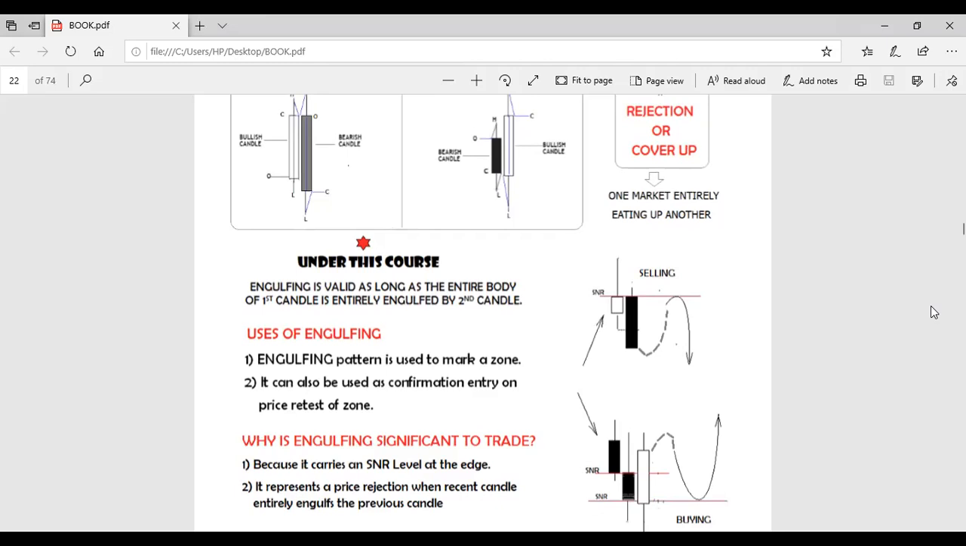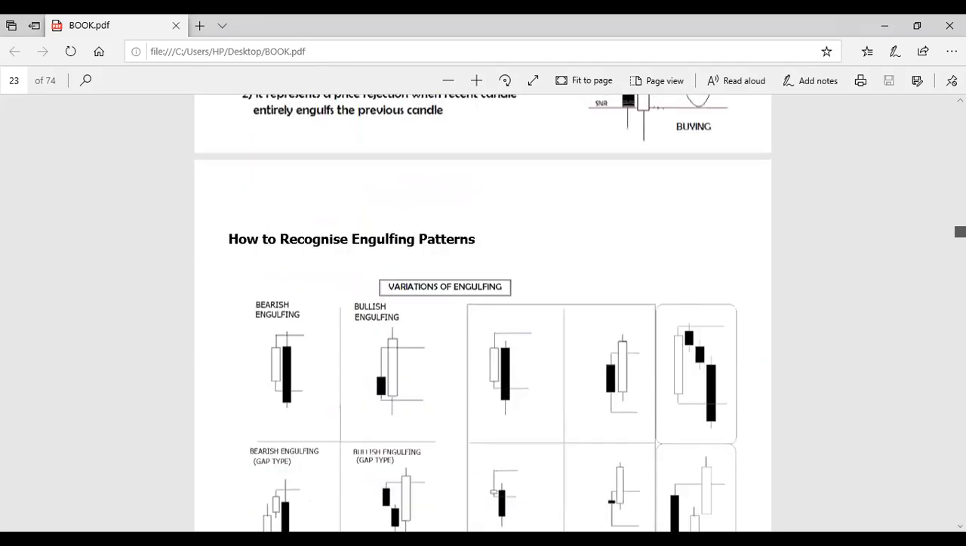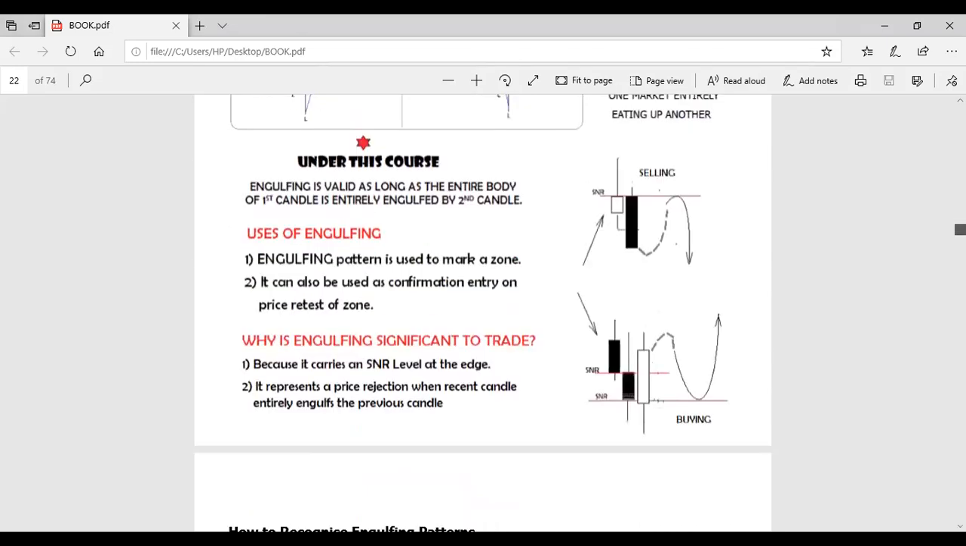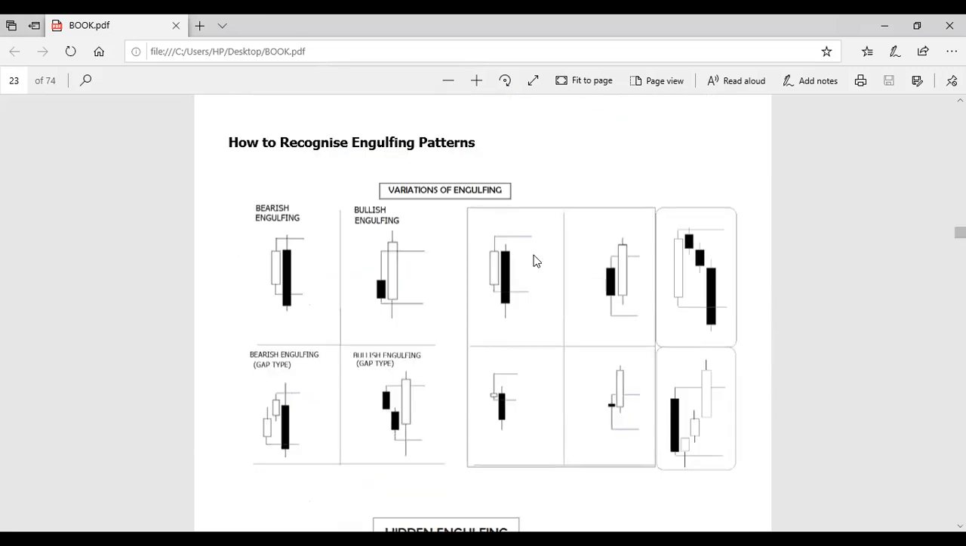So engulfing, I told you, is valid as long as the entire body of the first candle is entirely engulfed by the second candle. So don't be carried away by those nuances or the wrong perception that only a single candlestick represents engulfing. No, if you have them in 3 or 4, more than 4, it's still engulfing. So these are the patterns. When you see these varieties of engulfings, you take note. It's still the same thing with engulfing.